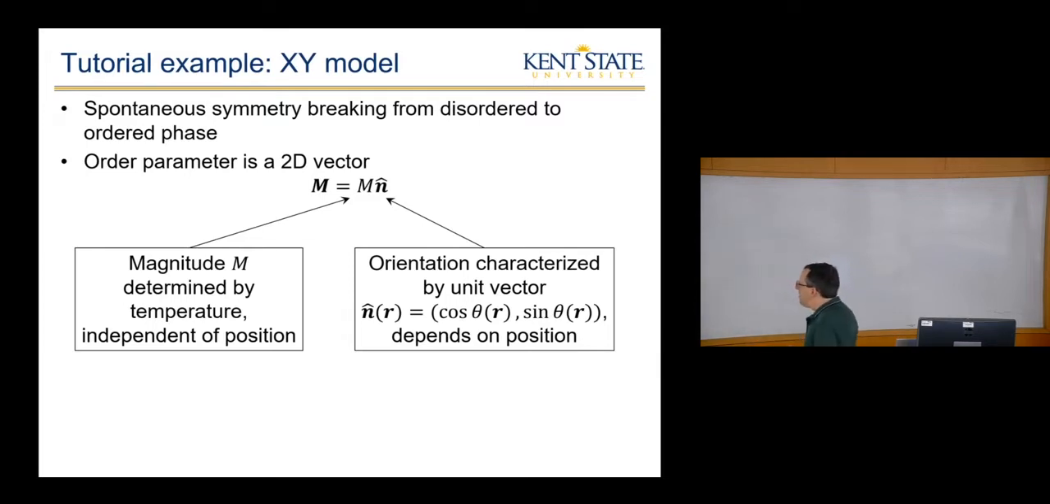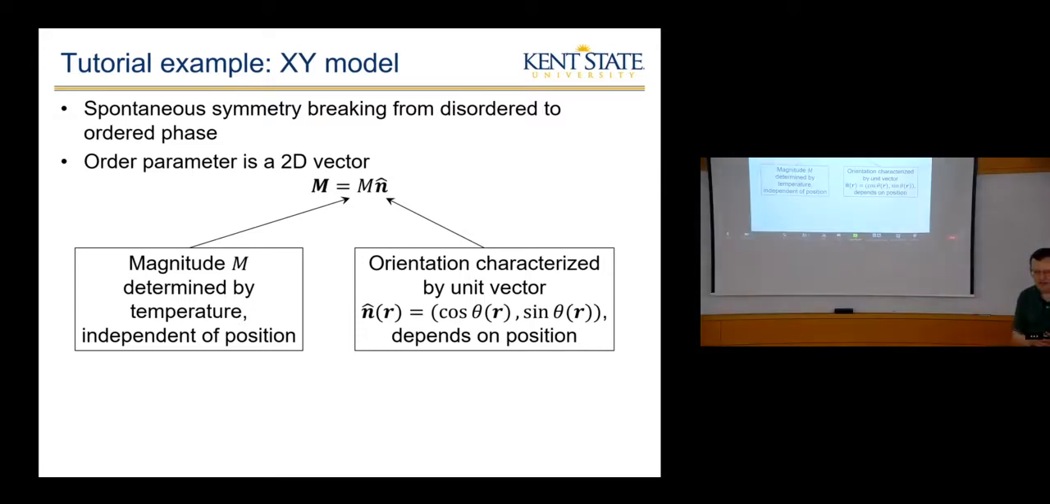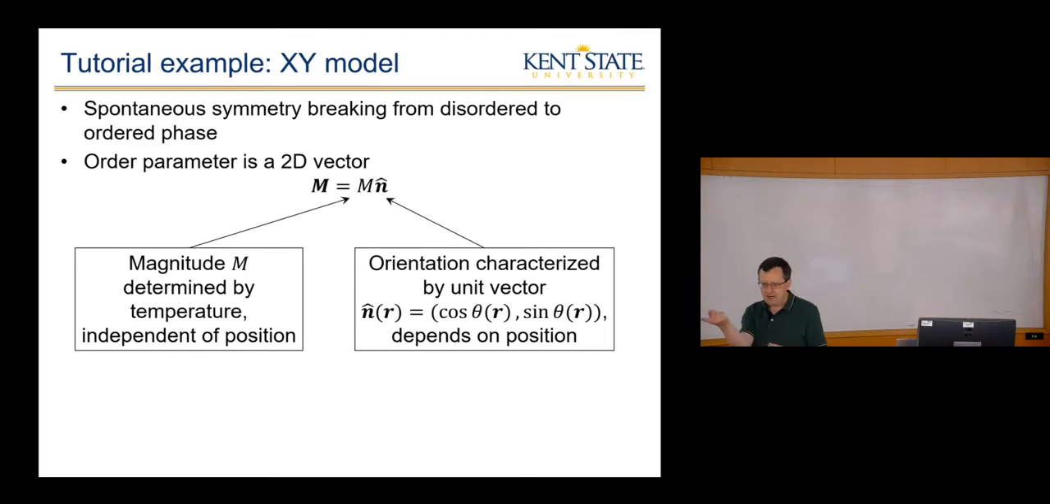Let's think about the idea of spontaneous symmetry breaking, okay? So there's a system that has a high temperature phase that's disordered, and then you reduce the temperature and it goes into a low temperature phase that's ordered, okay? Suppose the order parameter for this system is a vector in two dimensions. We call that the XY model, because the order can be something in the XY plane, no component in the Z direction. We could think of that as a magnetic moment, for example, that could point anywhere in the XY plane, but it can't point in the Z direction, okay?